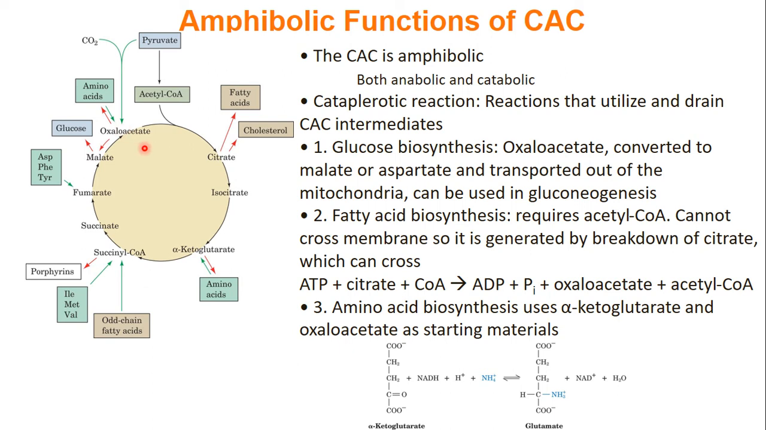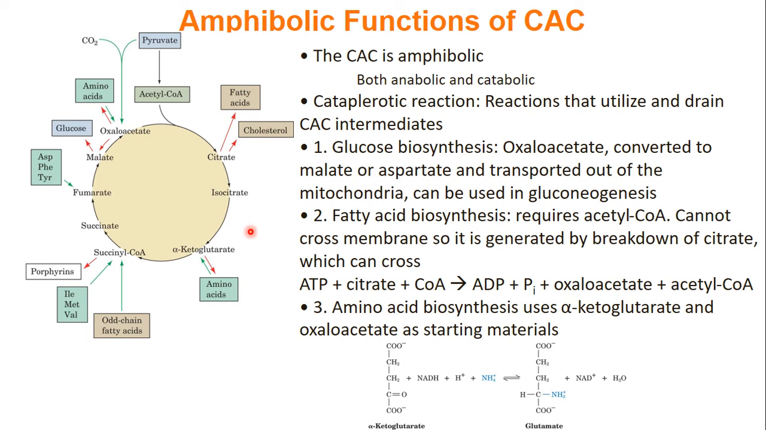We can also use intermediates to make fatty acids. Here we need acetyl-CoA, but there's a problem in that acetyl-CoA cannot be transported out of the mitochondria. Therefore, acetyl-CoA is converted to citrate, and then citrate can be converted outside the mitochondria to make our fatty acids and our cholesterol.